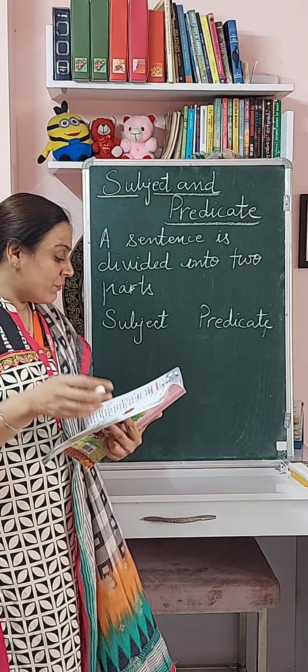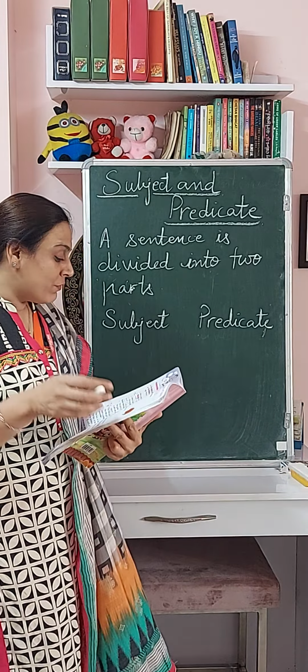Now children, what is the subject? The subject always answers whom we are talking about and what we are talking about. And when we talk about the predicate, it contains a verb and it tells us what a subject is doing. All right. Once again I am repeating.